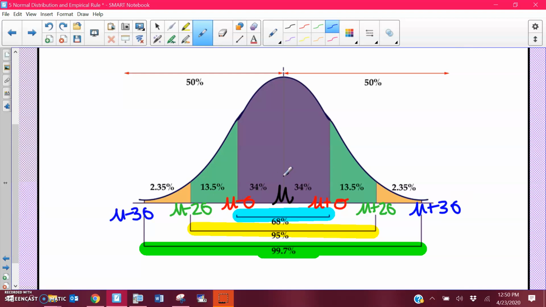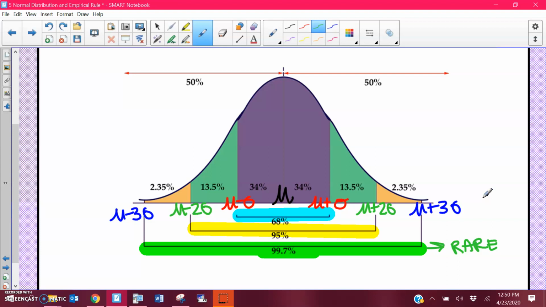So with numbers, if you know your mean and your standard deviations, you can label all of these things. And again, if you go past that 99.7, that is super rare. Whereas if it's past the 95, it's unusual, but it's not super rare, like if it was above the 99.7. Okay, so let's do some example problems and apply this.